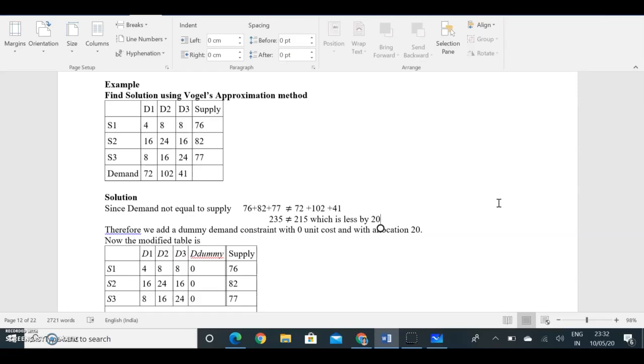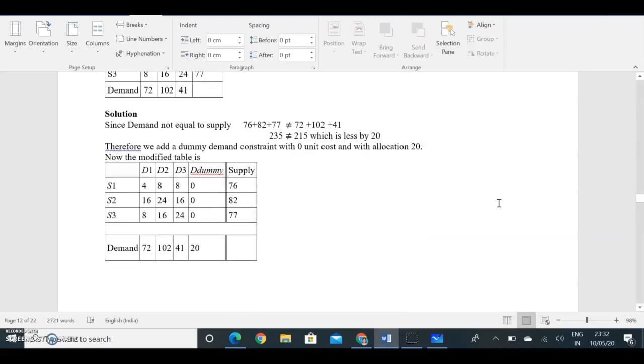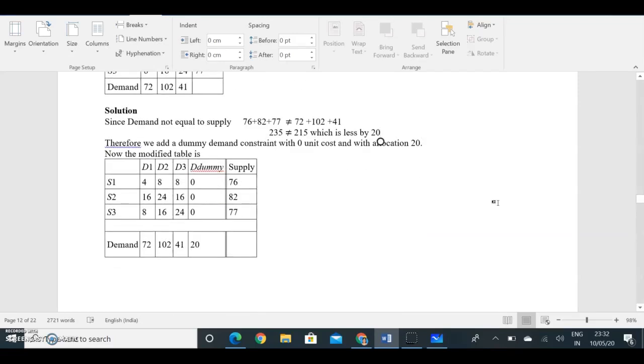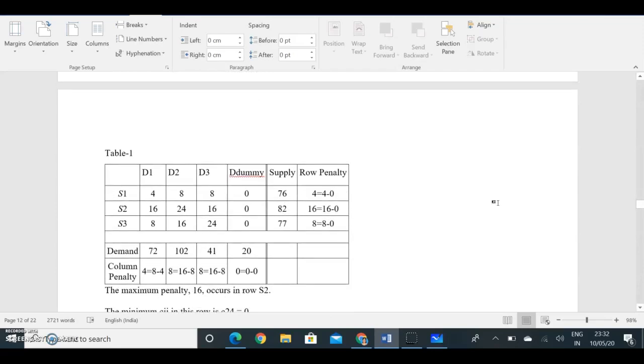So under the dummy, 72 plus 102 plus 41 plus 20, you have to add, and the dummy column will be written like this: 0, 0, 0, 4, 8, 8, 0, 16, 24, 16, 0, 8, 16, 24, 0. Now that we have made it balanced, there exists a basic feasible solution for this. We go for the next table. We have to find out how we are writing the penalties.